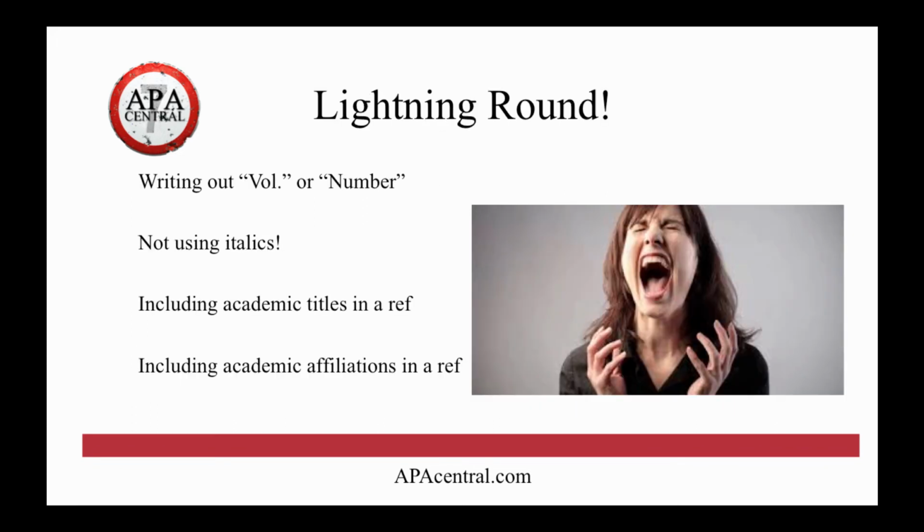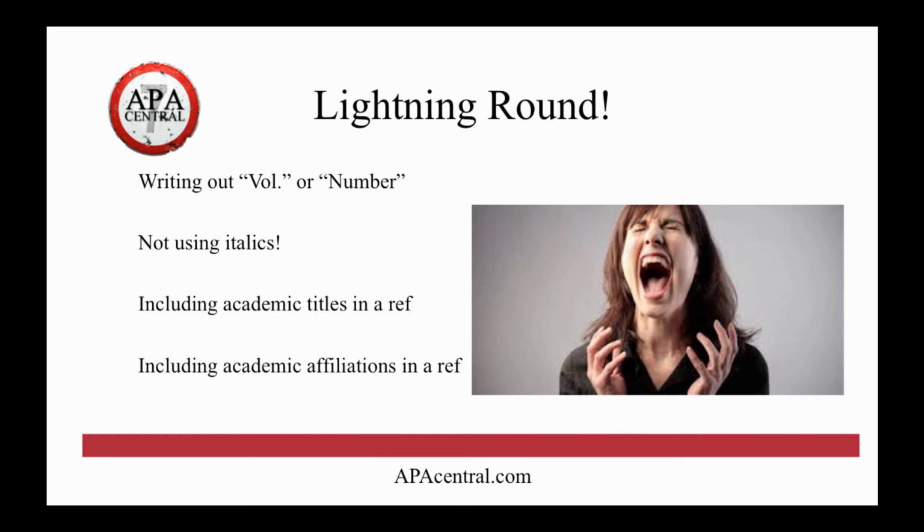So we'll finish with our lightning round. And so these are just small things that I see over and over again too. Writing out vol or number when you mean volume. You don't need to write volume. You just put the number, the volume number. And you don't need to write number. You just put the number. Not using italics. So the volume needs to be in italics. The name of the journal needs to be in italics.